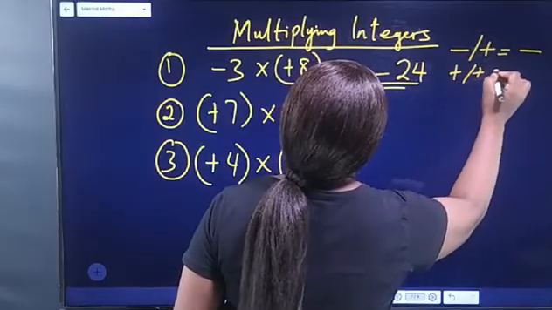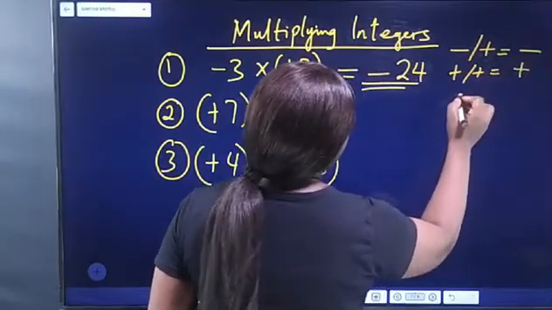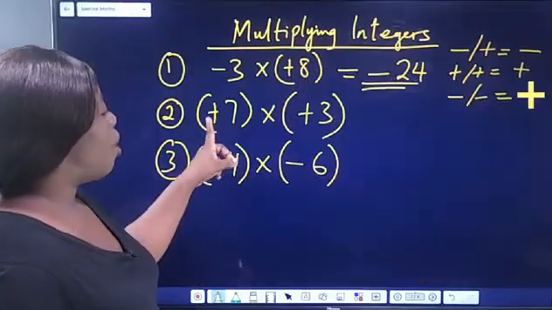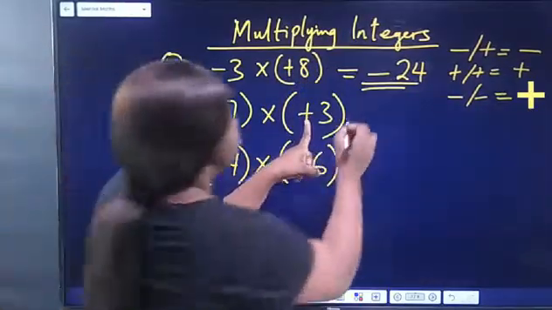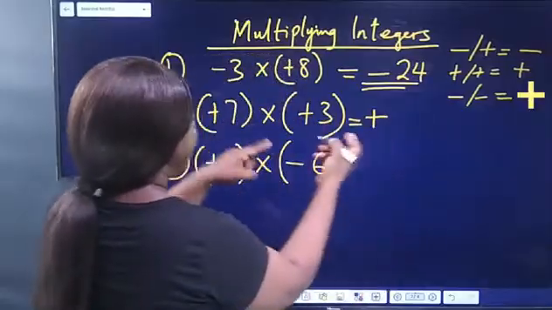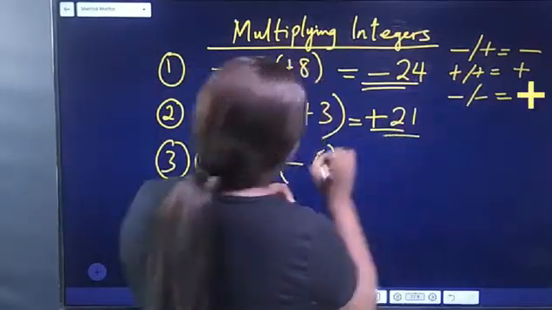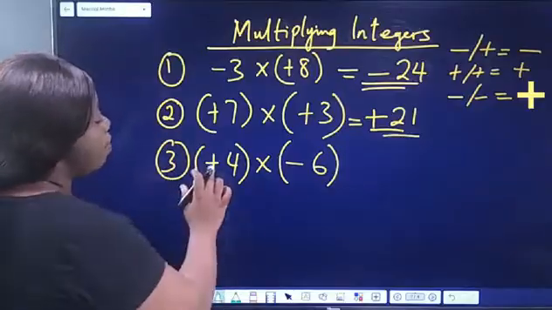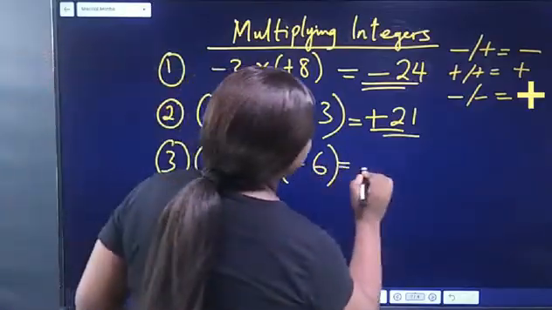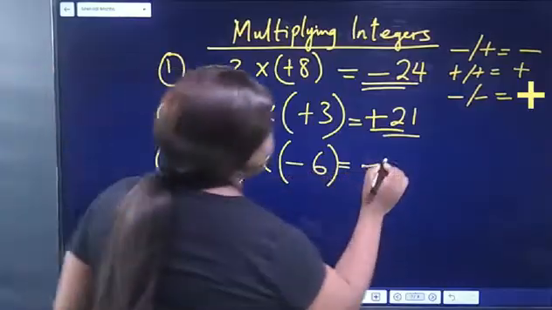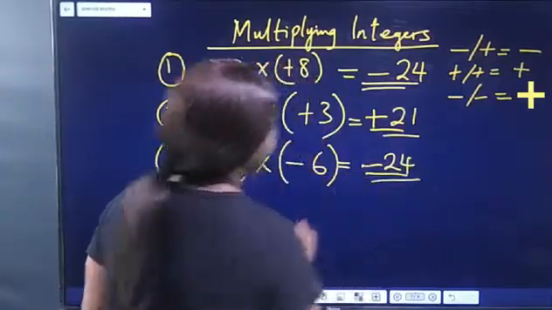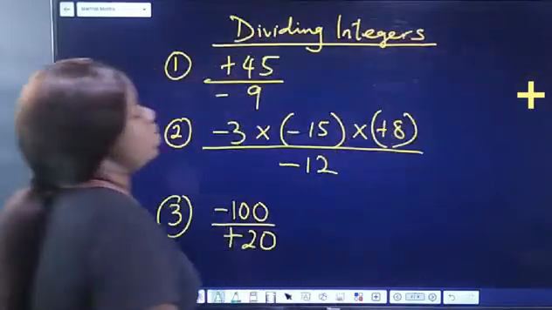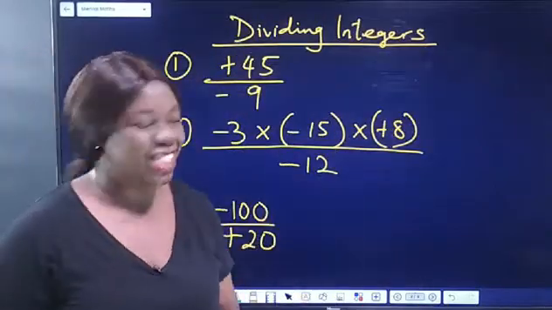Plus times plus is equal to plus. Minus times minus is equal to plus. So now the next one, plus times plus, will give you plus. 7 times 3 will give you 21. It's as simple as that. Now let's look at the next one. Plus times minus is minus. 4 times 6 is 24. I hope you got that. It's so easy.